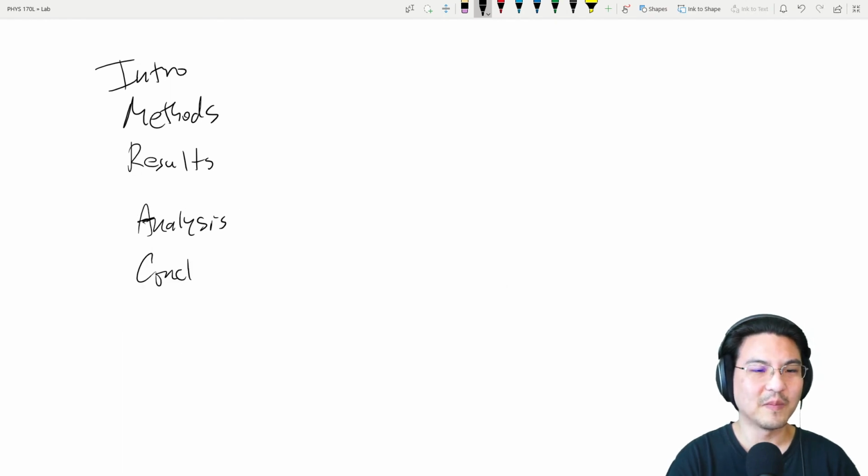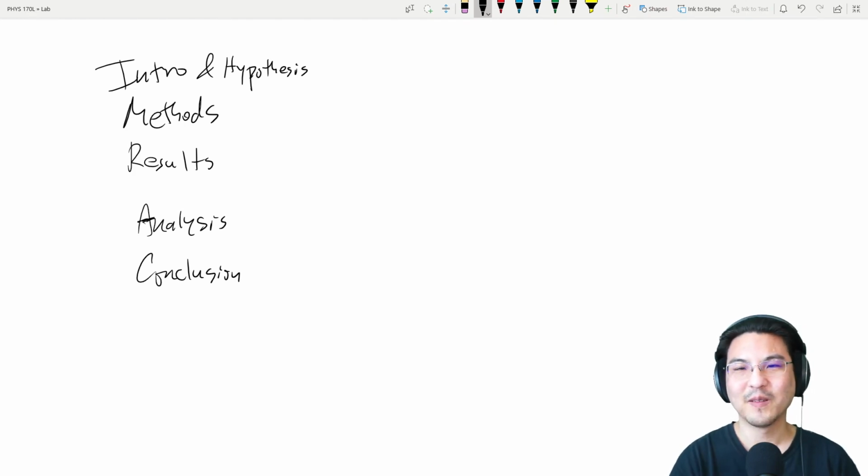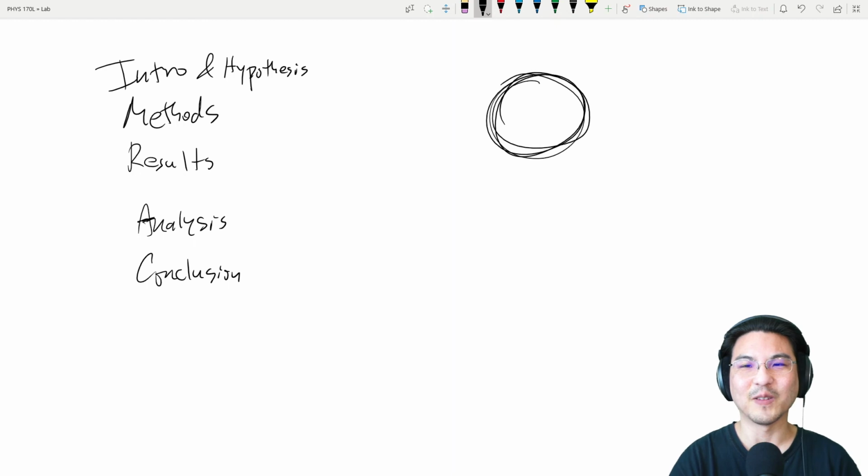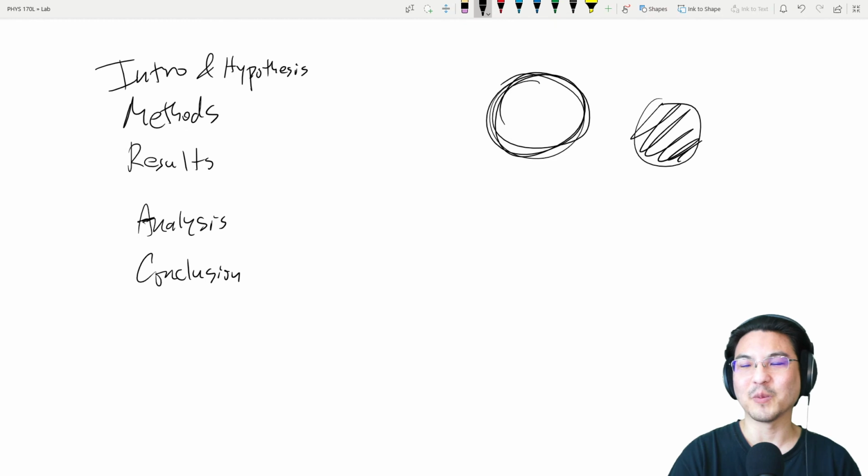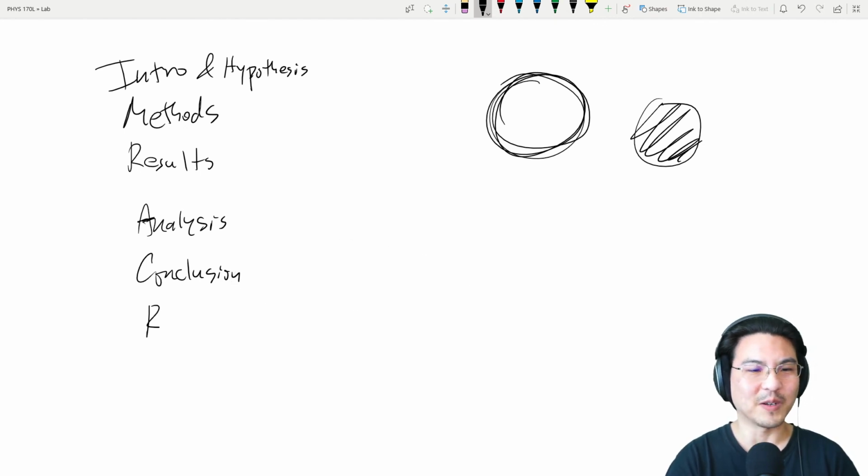And then conclusion. In the conclusion, you can basically just restate the hypothesis that you would have in the intro. So you could say, for example, I think the hoop is going to have a larger moment of inertia than the disk, which is going to have a larger moment of inertia than a ball. So then that's your hypothesis. In your conclusion, you kind of just restate that and then say the results. And then whatever references you had.